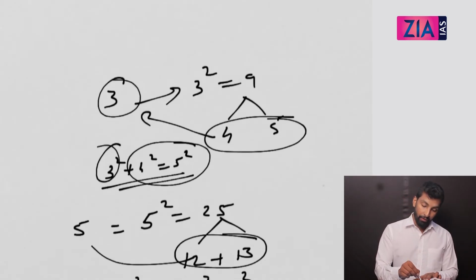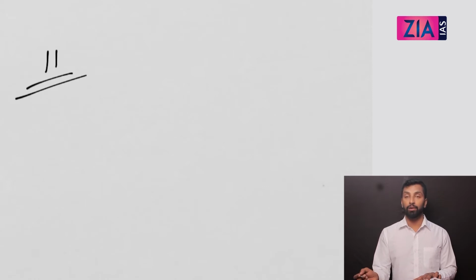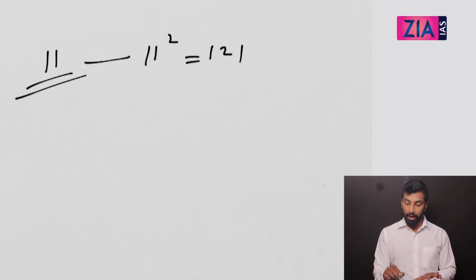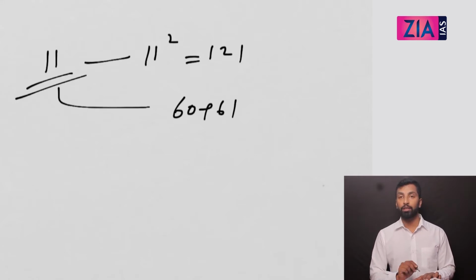So if I give you 11 as one side, what you need to do? 11 square, that is 121. How will you write? 60 plus 61. So that's it, you got the other two sides. So if I give you 9, same as the method, right? If you observe, in all these cases I have given you odd numbers.